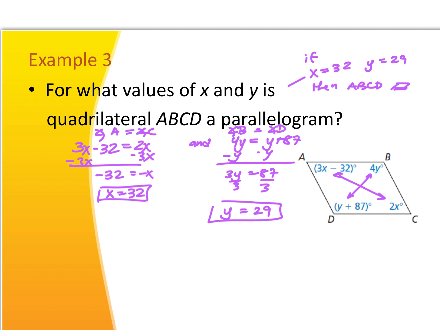Your theorem says that if two lines are parallel and they're crossed by a transversal, the alternate interior angles are congruent.